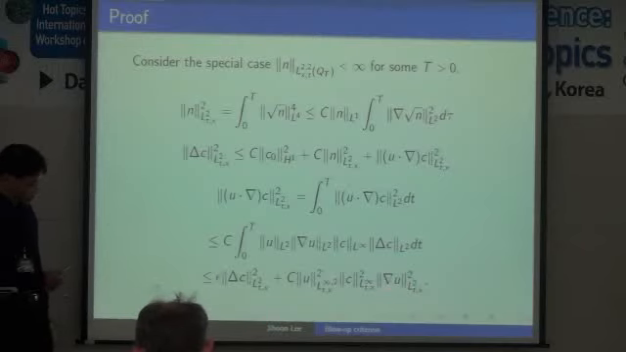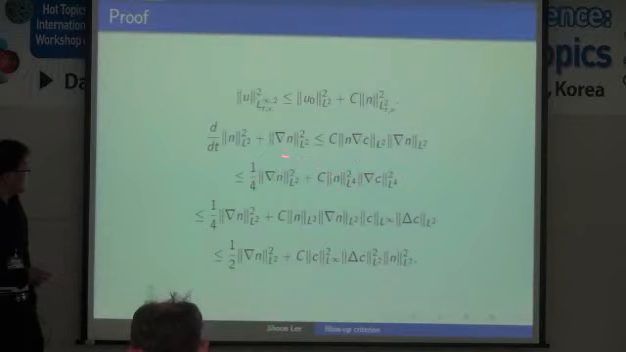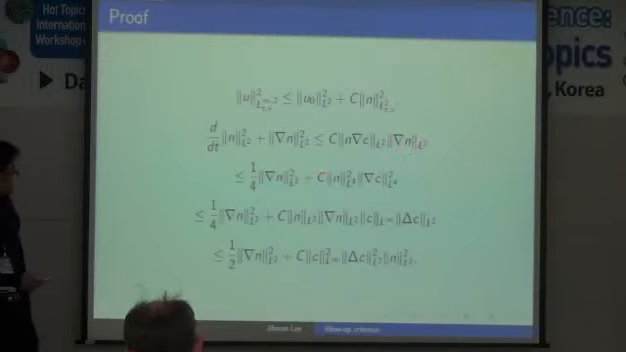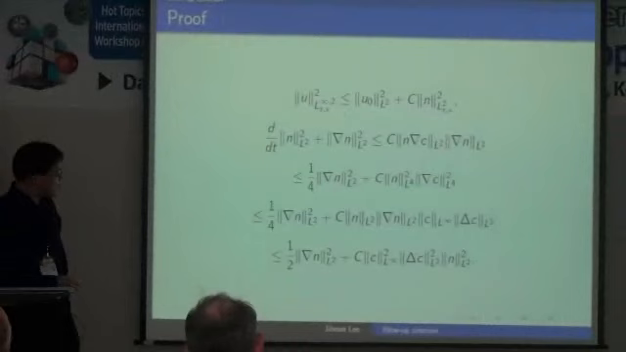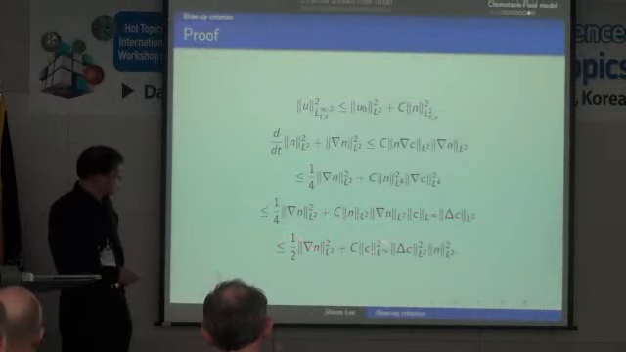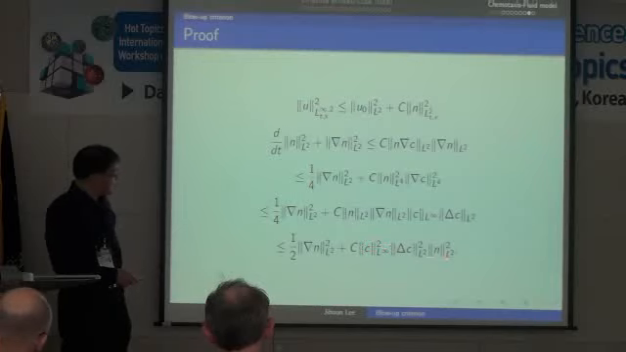And also if we control these two, then let me consider these equations. If we control the L2 norm of the gradient of n, just using Young's inequality, we have these two. And then if we use the interpolation inequality, we have this one. And then, using Young's inequality again, we have this one. And this one is again controlled.